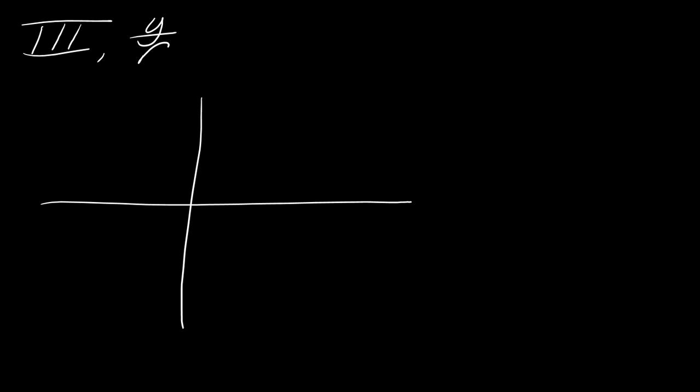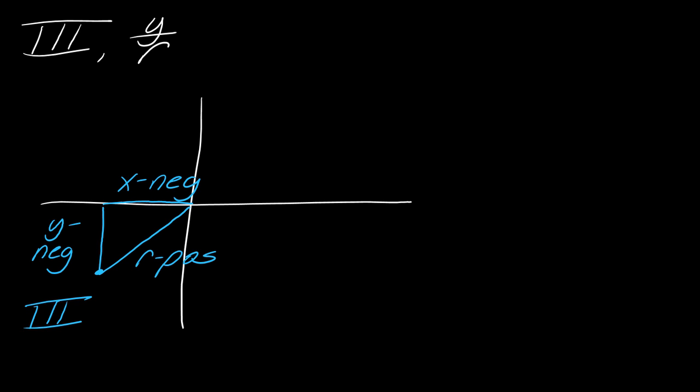Okay, so let's think about what this means. Quadrant 3, y over r. Quadrant 3 is 1, 2, 3. So I have some point, I just drew a random point over here. Think about what you can say about the x and y values. I create this right triangle, and I can see here the x value is going to be negative, as is the y value, right? So if the point's somewhere down here, these are both negative x and y values.